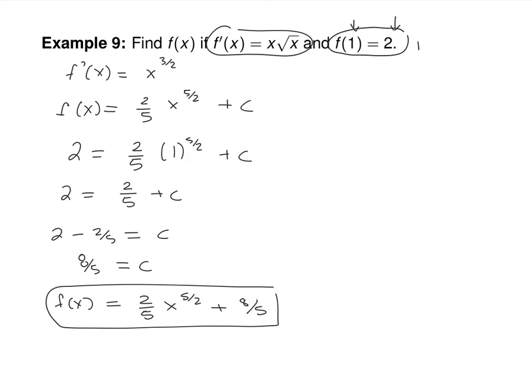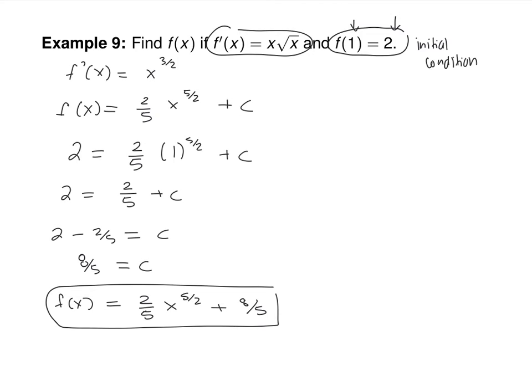This thing is often called an initial condition. You're given some information about the function. Is that all right? Okay, unless you were told that you couldn't figure out what c is.